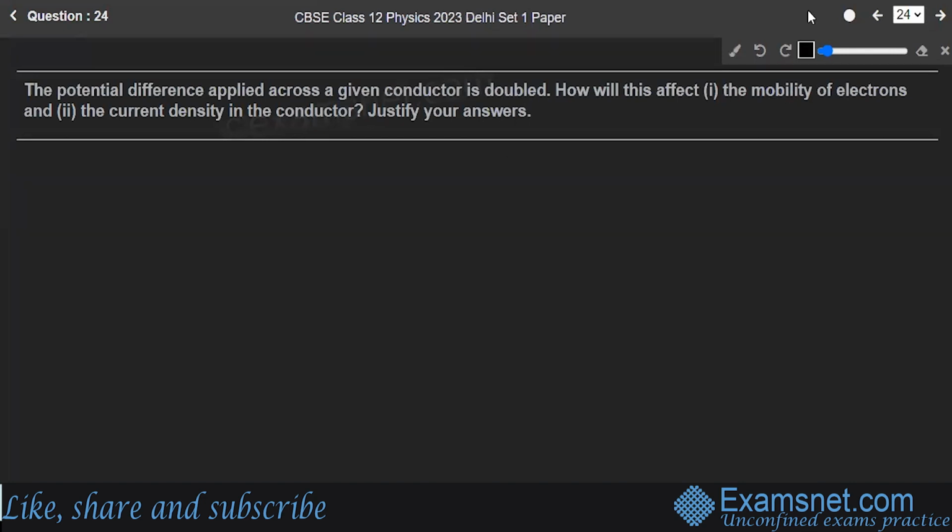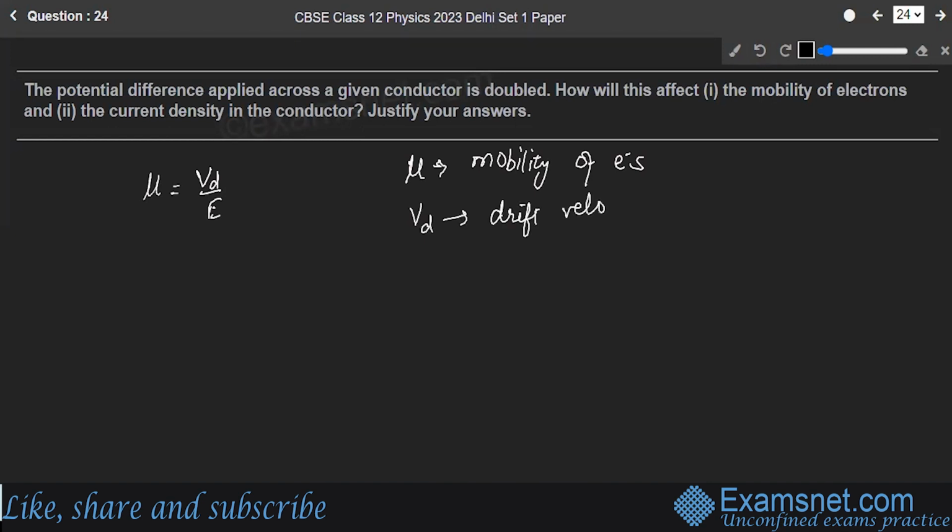Question number 24. The potential difference applied across a given conductor is doubled. How will this affect the mobility of the electrons? Number 2, the current density in the conductor. See, the mobility of the electrons is given by Vd upon E, where Vd is the drift velocity and E is the electric field.